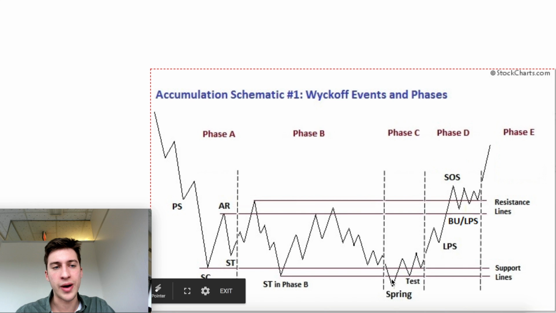And if you do want to buy into this kind of schematic, maybe you don't want to put a buy order below the ST in phase B. That could be a little bit risky. Instead, what you could do if you want to trade Wyckoff is wait for price to go low, to go here, and then the best entry is into the test area.